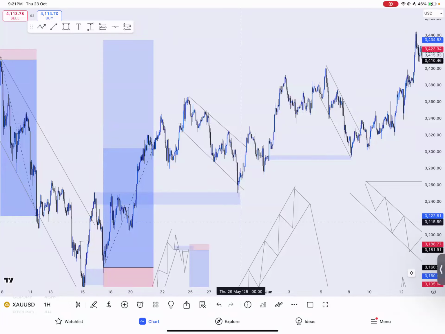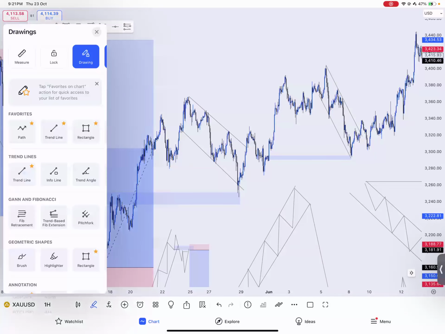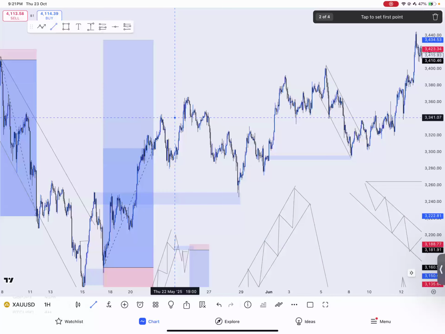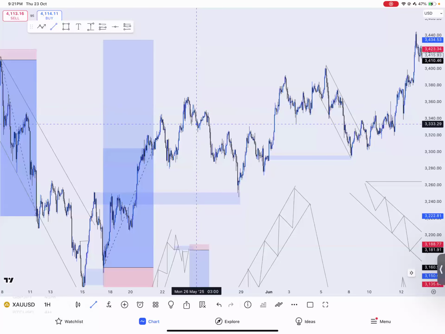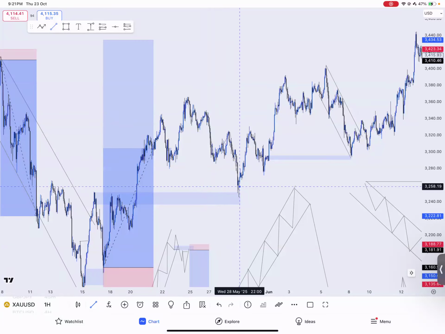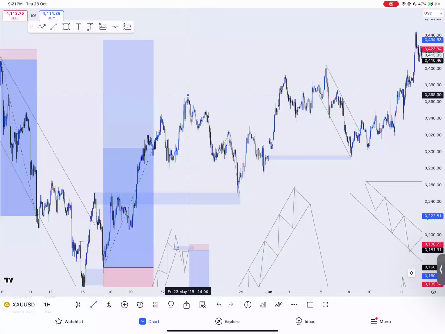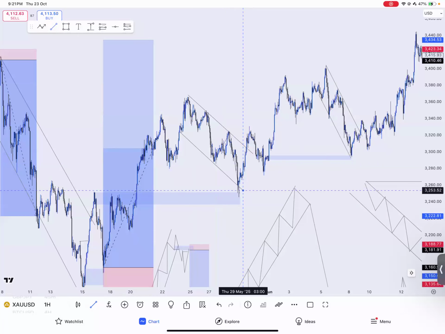But what did the market do during that process of coming down to trigger our point of interest, which is the breaker block? It starts maintaining this downtrend, giving us lower high, lower low, lower high, lower low, repeatedly. So this is a clear downtrend.